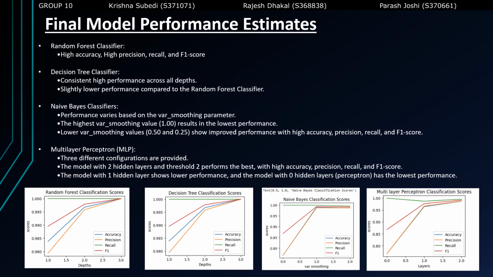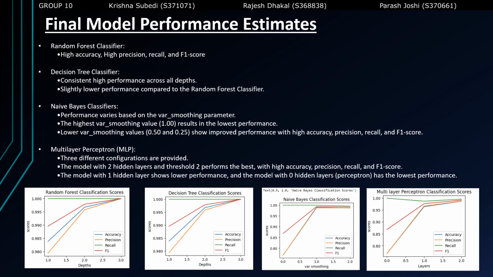Now, for the random forest classifier, we see high scores in accuracy, precision, recall, and F1 score. The decision tree classifier consistently performs well at different depths, slightly lower than the random forest. Naive Bayes classifiers show varying performance based on the smoothing parameter. Values like 1 lead to lower performance, while the lower values 0.5 and 0.25 result in improved accuracy, precision, recall, and F1 score.